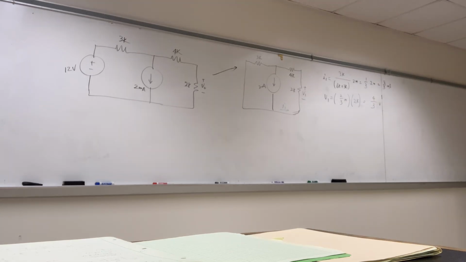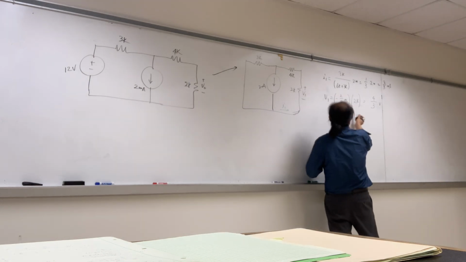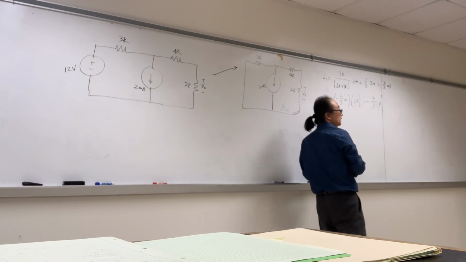Something is wrong with this equation. So V1 is not really 4 over 3 volts. Why not? Exactly. Current is getting into the negative terminal. So I'm going to put a minus, and the result is a minus right there.